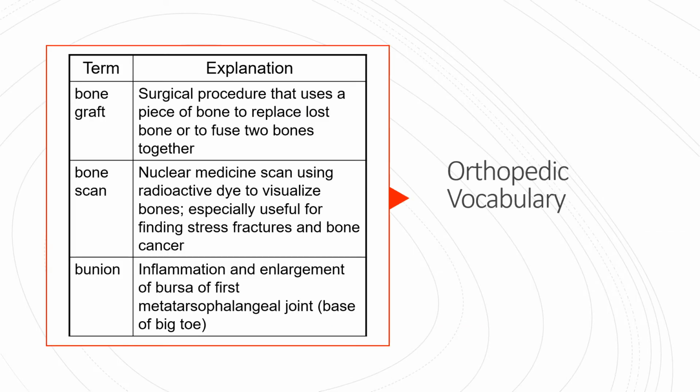Let's review some orthopedic vocabulary. A bone graft is a surgical procedure that uses a piece of bone to replace lost bone or fuse two bones together. A bone scan is a type of nuclear medicine that scans using radioactive dye to visualize bones. It's especially useful for finding stress fractures and bone cancer. A bunion is an inflammation and enlargement of bursa of the first metatarsal phalangeal joint. So this is the joint at the base of the big toe.